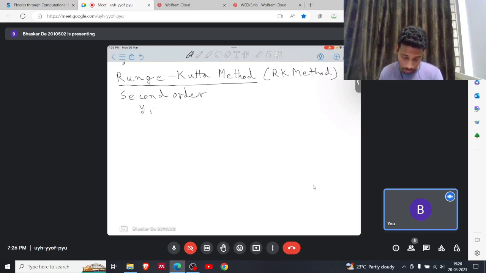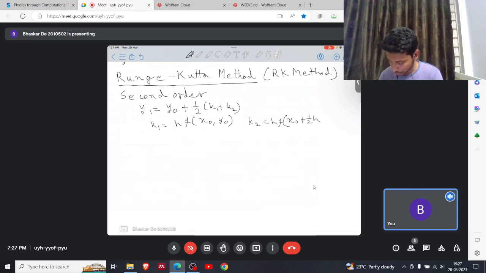For second order, y1 is obtained using y0 plus half of k1 plus k2, where k1 is h f(x0, y0) and k2 is h f(x0 plus half h, y0 plus half k1).